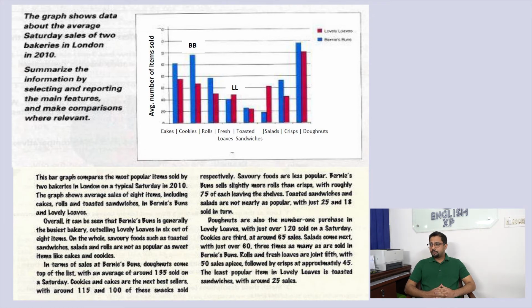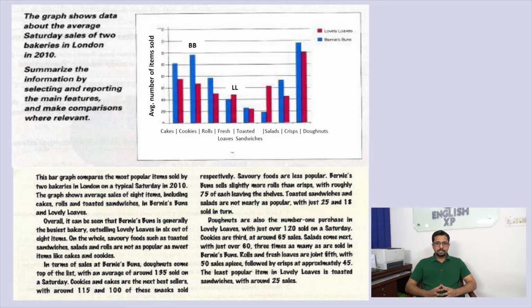Donuts are also the number 1 purchase in Lovely Loaves with just over 120 sold on a Saturday. Cookies are third at around 65 sales. Salads come next with just over 60, 3 times as many as are sold in Bernie's Buns. Rolls and fresh loaves are joint 5th with 50 sales apiece, followed by crisps at approximately 45. The least popular item in Lovely Loaves is toasted sandwiches with around 25 sales.